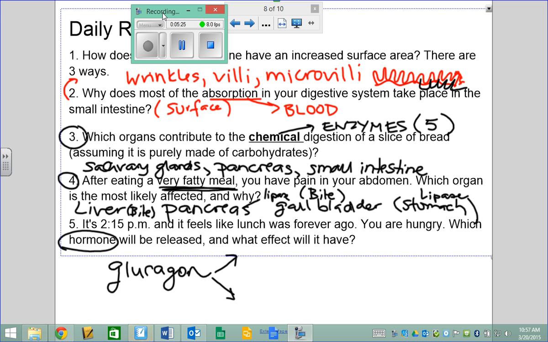It does the opposite of what insulin does. Insulin increases permeability of your cells, so glucagon decreases. That means glucose is not going to go into your cells, it's going to stay in your bloodstream. The other thing that it will do is help convert glycogen to glucose. So instead of storing glucose, we're going to put it back in its usable form.